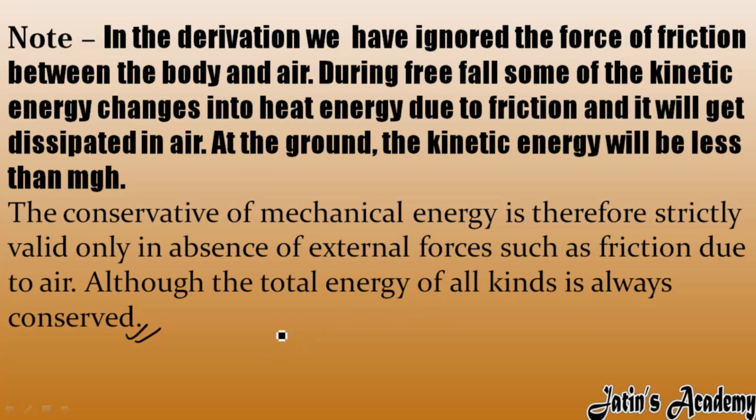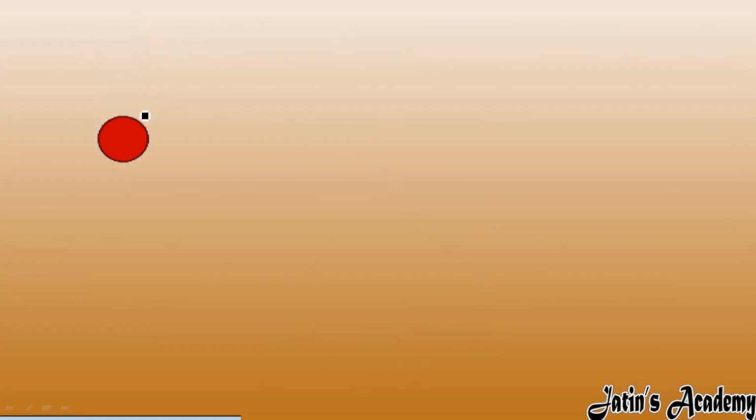Like we have mechanical and total energy: we have kinetic energy plus potential energy plus some losses, heat energy you can also write. So total energy remains conserved, but mechanical energy, which is the sum of kinetic energy and potential energy, is not conserved in real conditions. Why? Because some losses are there, which convert part of the kinetic energy into heat energy. Clear?